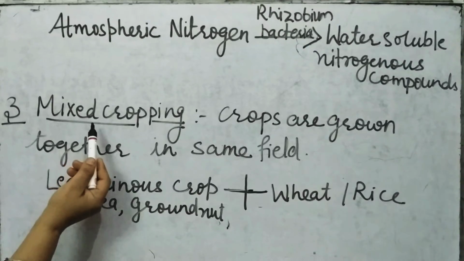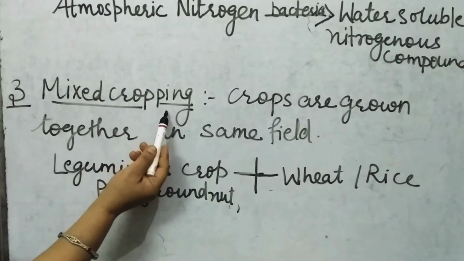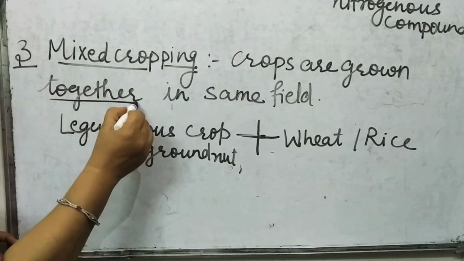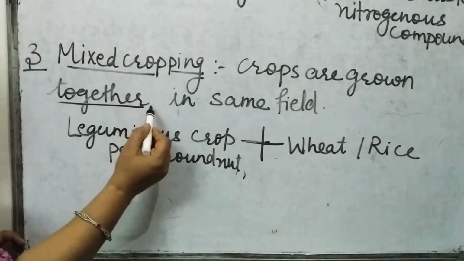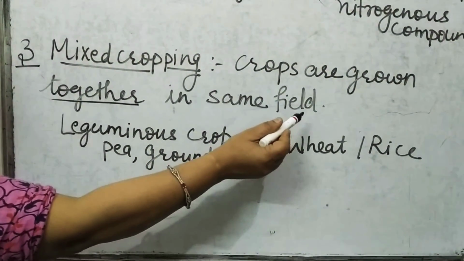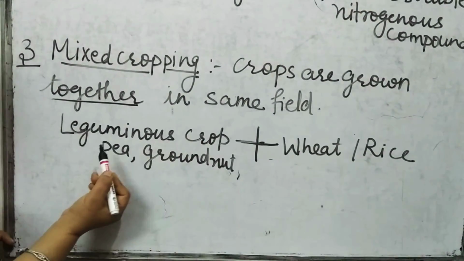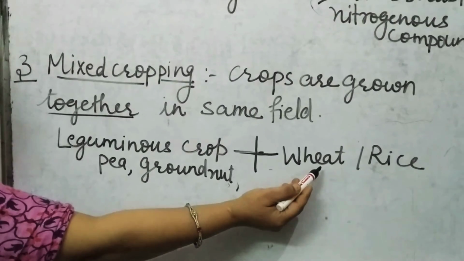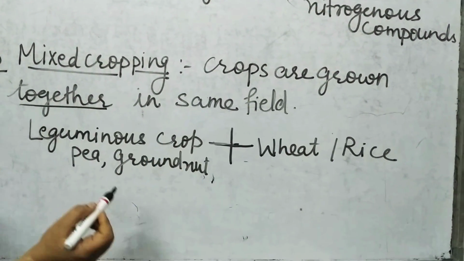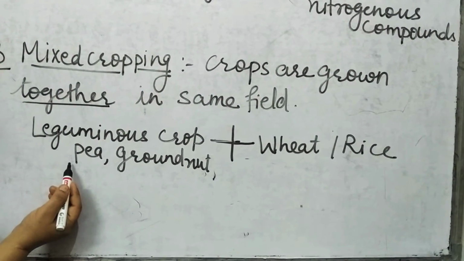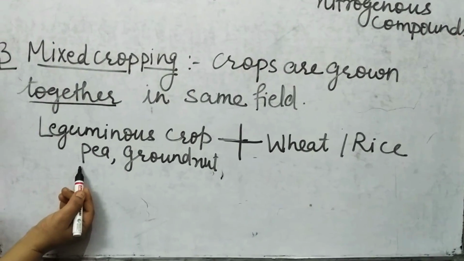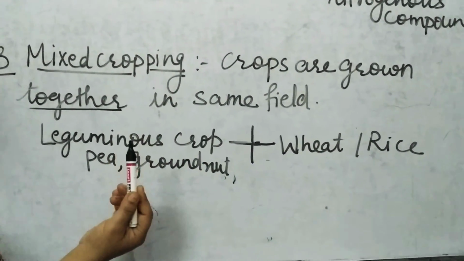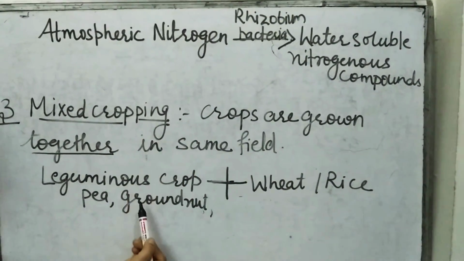The third method of naturally replenishing soil is mixed cropping. In mixed cropping, crops are grown together, in the same field. For example, we can grow two crops together, like a leguminous crop, like pea or groundnut, along with some non-leguminous crop like wheat or rice. While sowing two crops together, we have to keep in mind that the nutritional requirements of these two crops must be different. That means the requirement of one crop is fulfilled by the other crop.